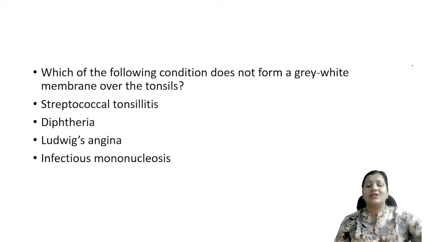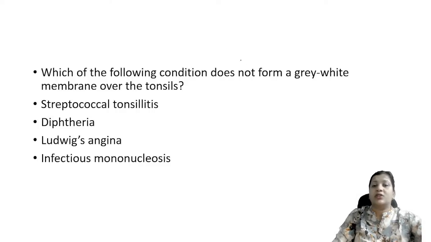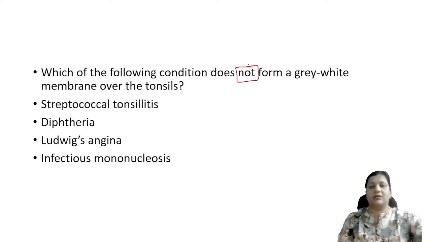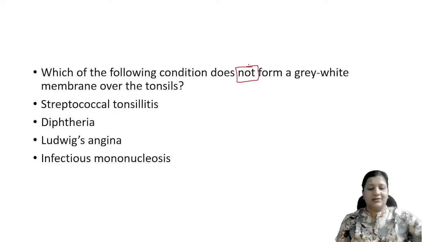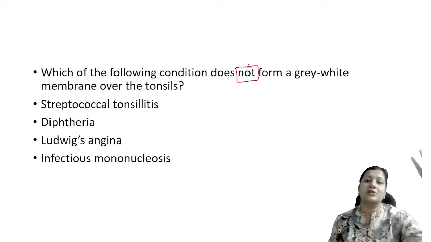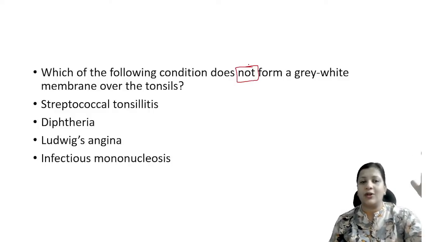Okay. Which of the following conditions does not form a grayish white membrane over the tonsil? Streptococcal tonsillitis, diphtheria, Ludwig's angina, infectious mononucleosis. Now, basically, you should know that all of them can form a membrane on the tonsil except. So the question is does not. Yes. So here among the options, there are three options where you will see that they can form a membrane on the tonsil.